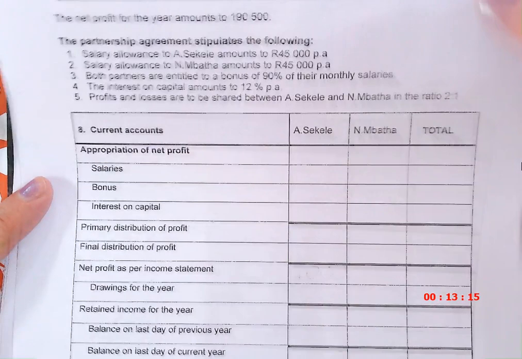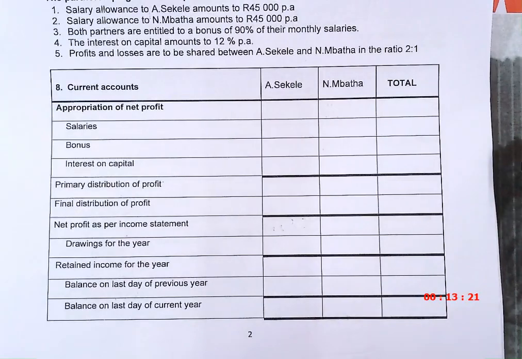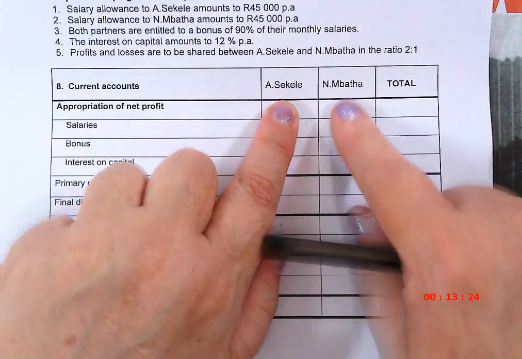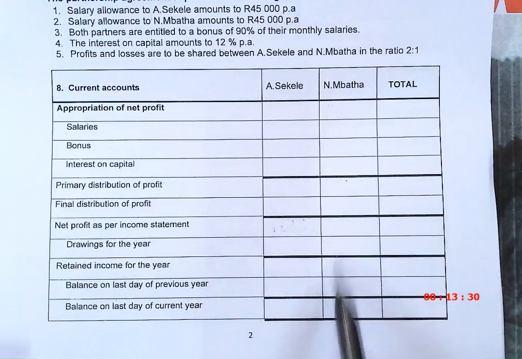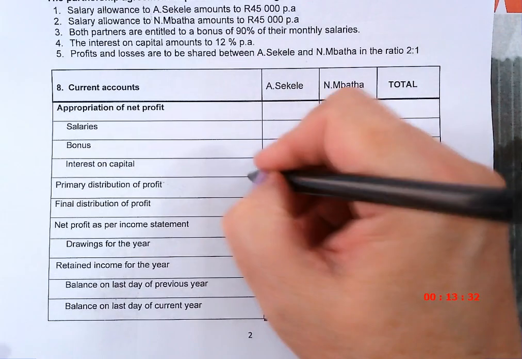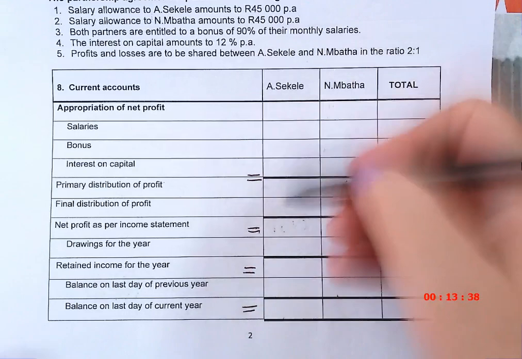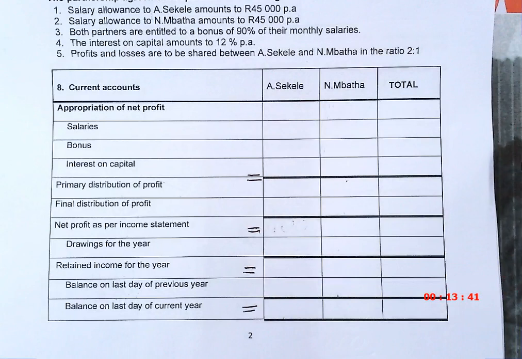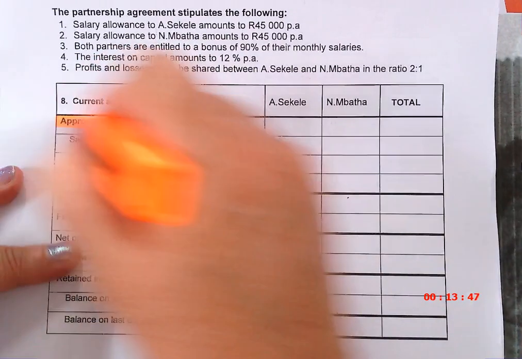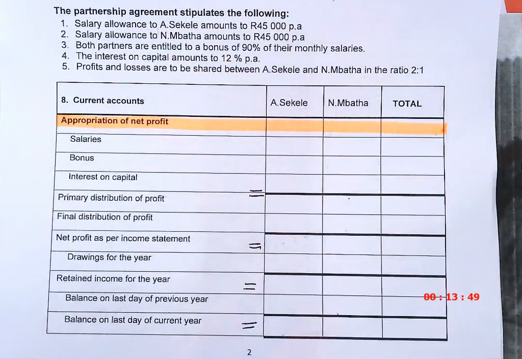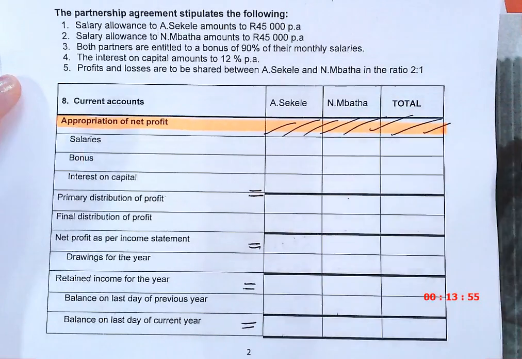Now I want you to see here, if you look at the note for current accounts. First thing, can you see it's divided into the partners and the total? Can you also see that there are thick lines? The thick lines indicate calculations. So every time you see a thick line, there was a sum. Okay. Now, next thing, it says appropriation of net profit. This is just a heading, so you're not going to block and tick anything. Right, it's just a heading.